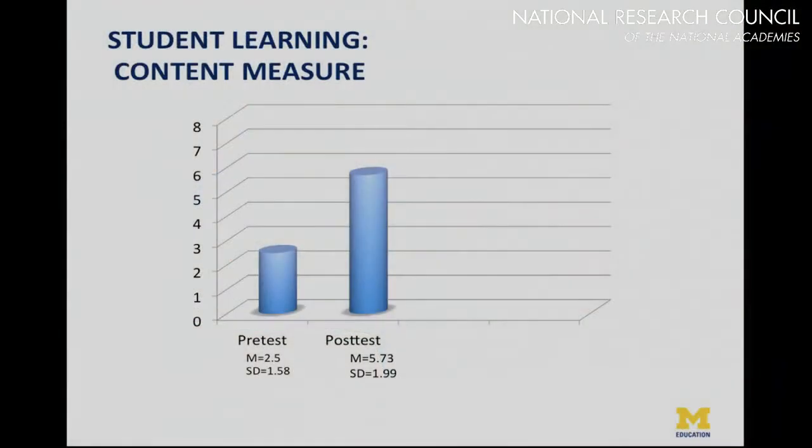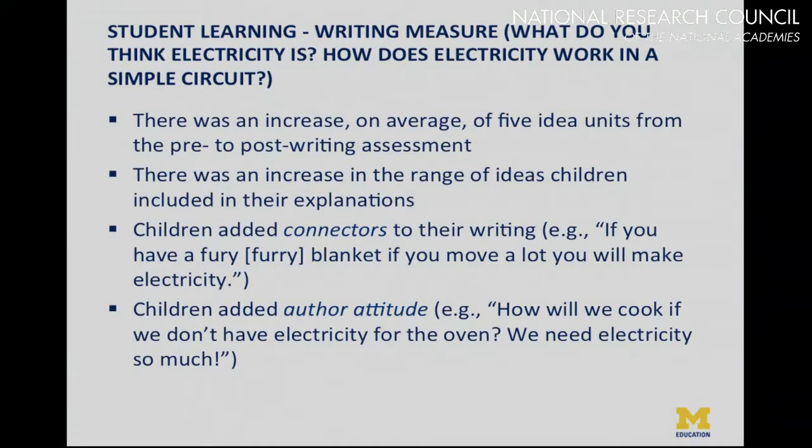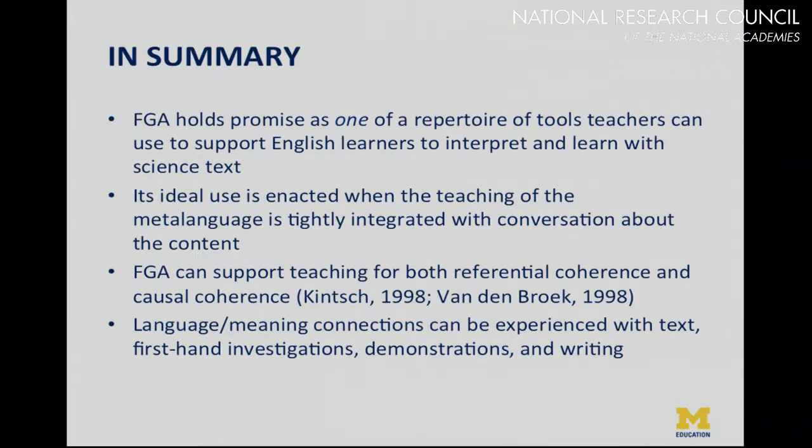This is just to mention that in each case we're looking at measures of student learning, both as measured by the content and also looking at writing samples to find ways in which the youngsters are beginning to appropriate some of the features of the meta-language to which they've been introduced. So we see, for example, not just an increase in the productivity in children's writing as a consequence of these kinds of experiences, but they also begin to introduce connectors in their writing and author attitude. And I'm getting the sign, so we'll stop there.